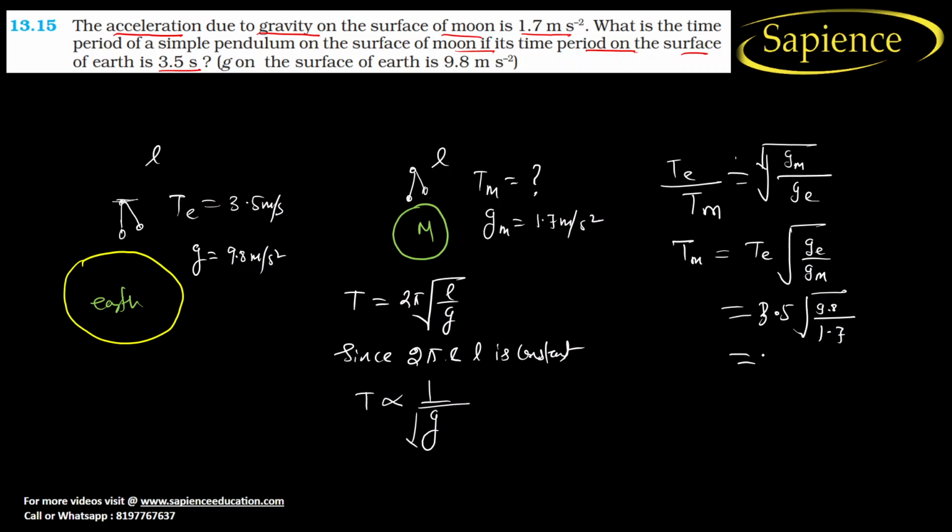So finally, when we calculate it, we should definitely get the answer as 3.5 into 2.4. So this will be approximately equal to 8.4 seconds. This is the required result we are searching for as per the question. I hope you have understood this. This is a very simple question. Now let us go for the next question.